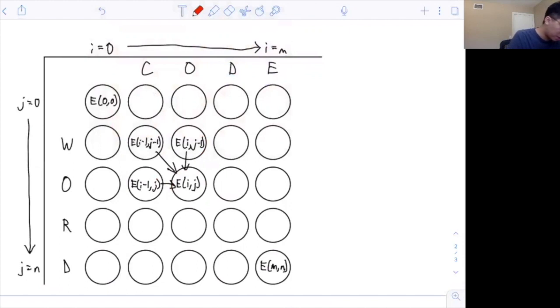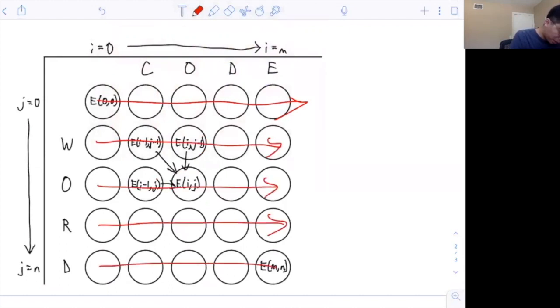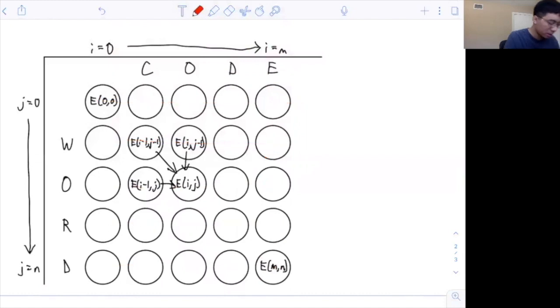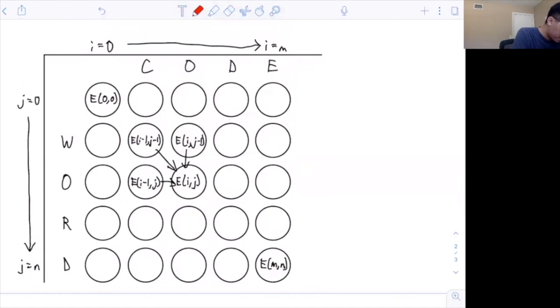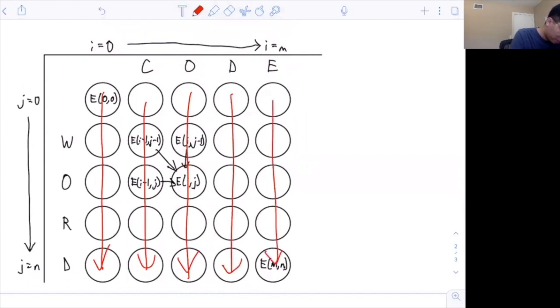And in this case, one order that would make sense is just go across in rows. This would ensure that we're not solving any problems before solving the subproblems that it's dependent upon. So this is a topological sort of this DAG. Alternatively, we can also go down in columns, which is probably how I'm going to write my algorithm here.